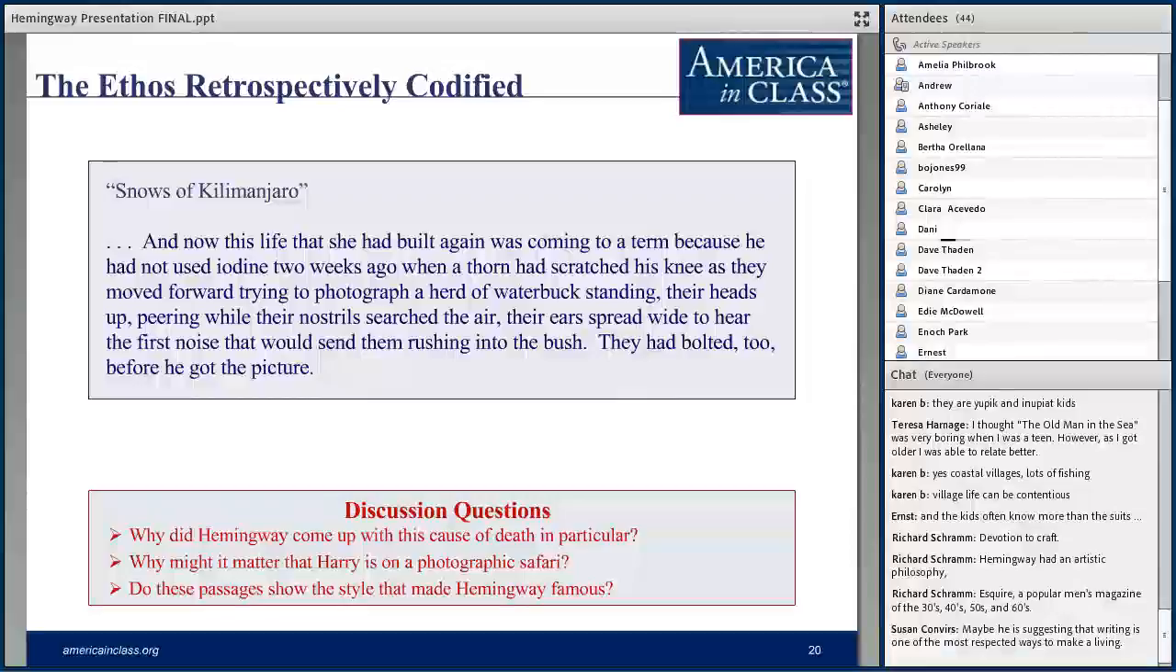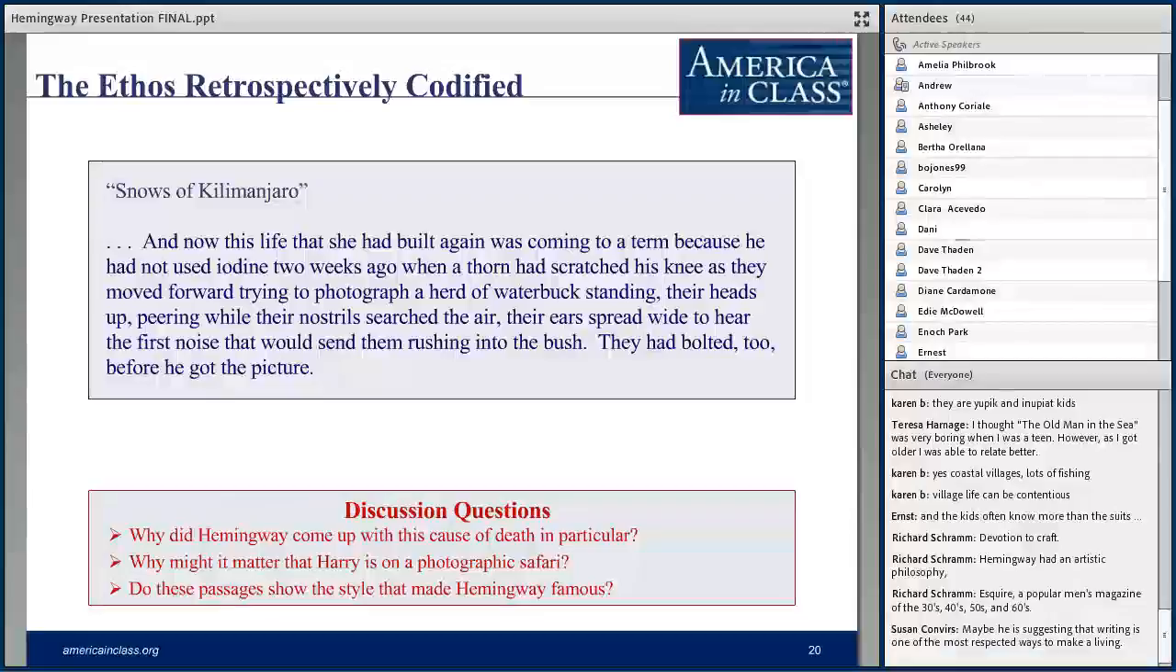That is, why gangrene? Well, his flesh is rotting. This is the condition of all flesh, I think Hemingway is implying to us. It rots. But then there's the more significant detail, perhaps, of the fact that the gangrene is the result of a thorn that scratched his knee as he's moving forward trying to photograph a herd of waterbuck. I think for Hemingway, this is all resonant. That is, the fact that it is a thorn, the fact that he's a photographer, none of that looks good in Hemingway's way of thinking about things, I believe.